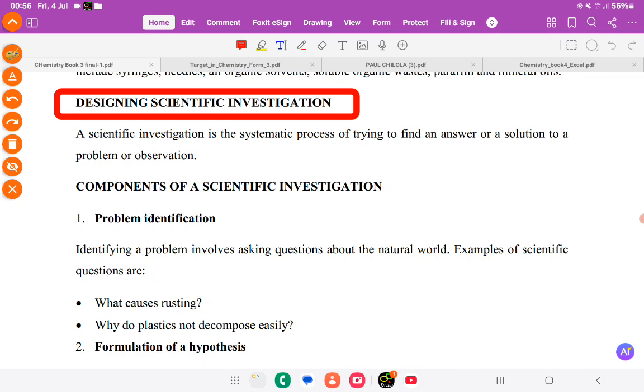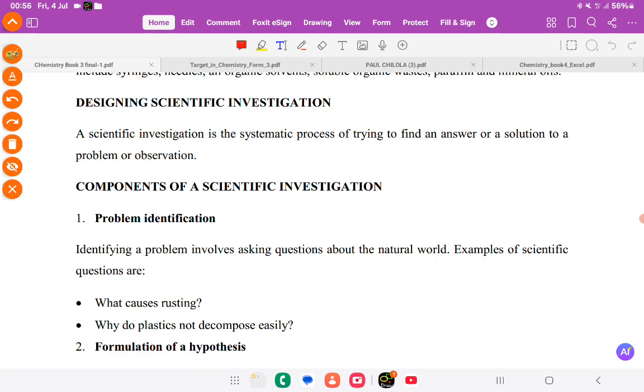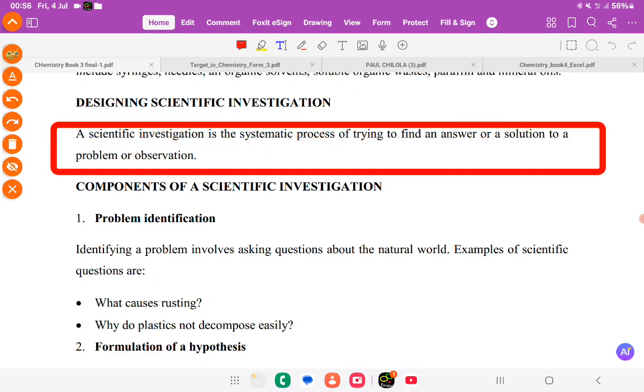Maybe it is necessary to define a scientific investigation. We are going to define a scientific investigation in the following manner. A scientific investigation is defined as simply the systematic process of finding an answer or a solution to a problem or observation. This problem needs to be a scientific problem, right? So to every scientific problem, there must be a solution, right?